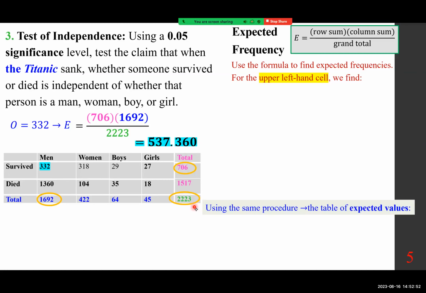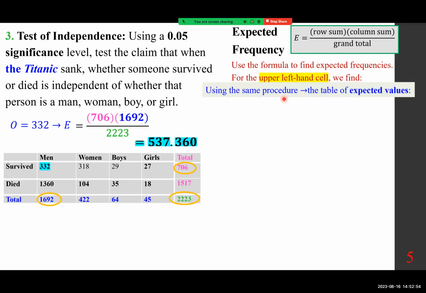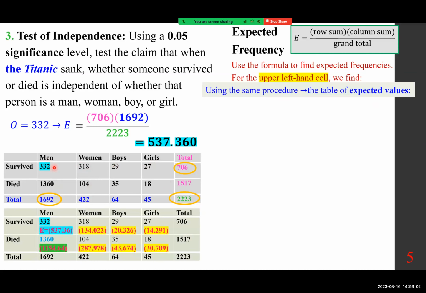Now, if we continue with the same procedure for each entry, it takes a little bit of time. That's why you don't do it by hand. It gives you this, which means, for example, for 332, we did the calculation. For the other ones, we go with those calculations. Those are all expected values. For example, for this, the expected value is this number. For this one, the expected value is this number.